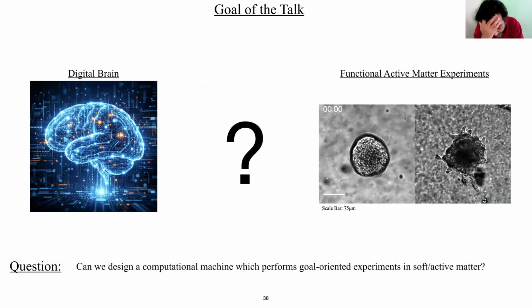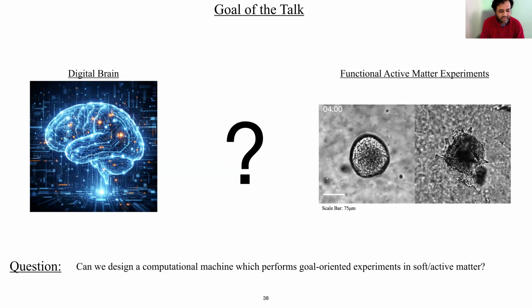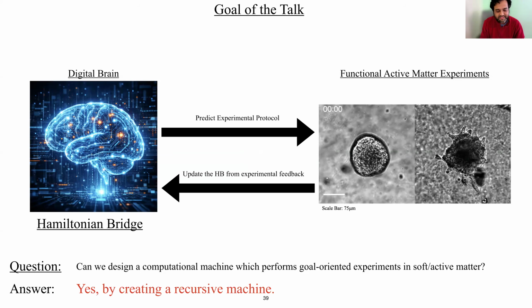Okay, so now I posed a question in the beginning. Can you create a computational machine which performs goal-oriented experiments in soft and active matter? The answer to that question, which I think right now, is yes. You can create it through a recursive machine, which actually updates itself through this framework of Hamiltonian bridges. And then you predict the next experimental protocol, then you update the model again, and this goes on and on till convergence.